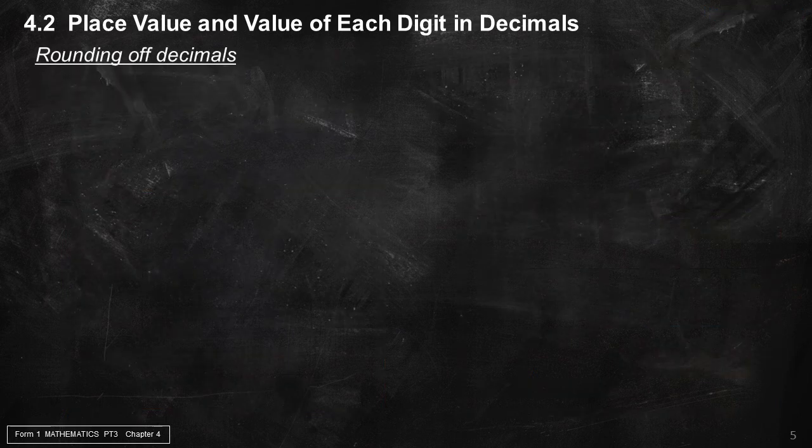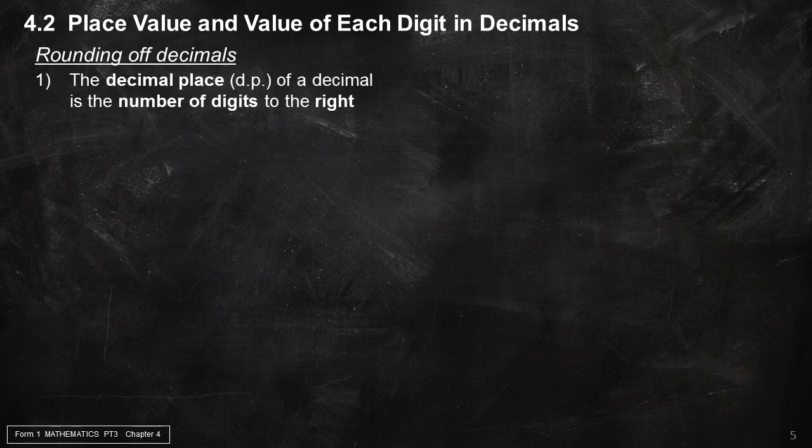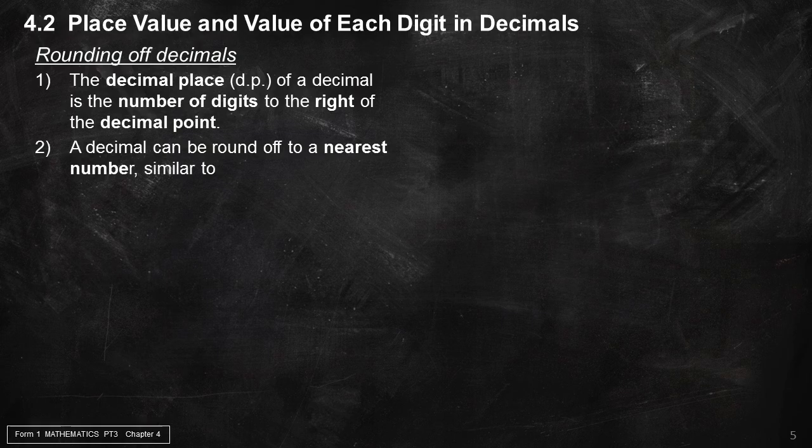Rounding off decimals. 1. The decimal place, dp, of a decimal is the number of digits to the right of the decimal point. 2. A decimal can be rounded off to a nearest number, similar to the rounding off of a whole number.